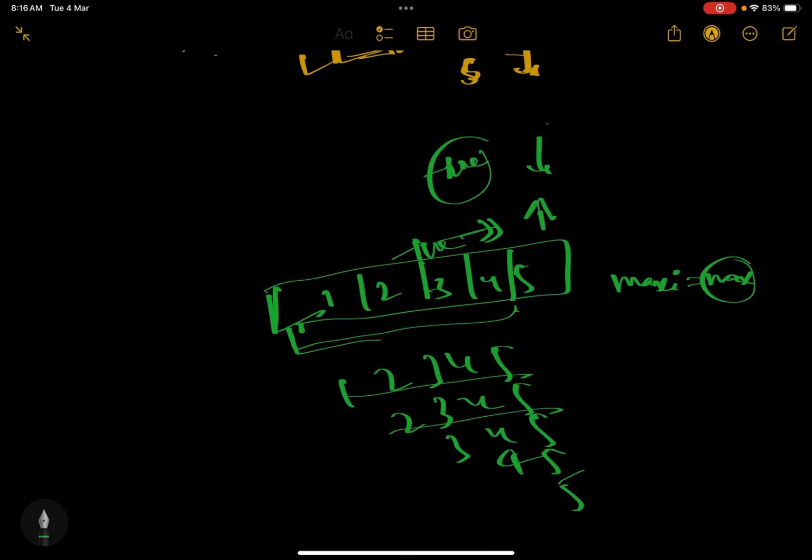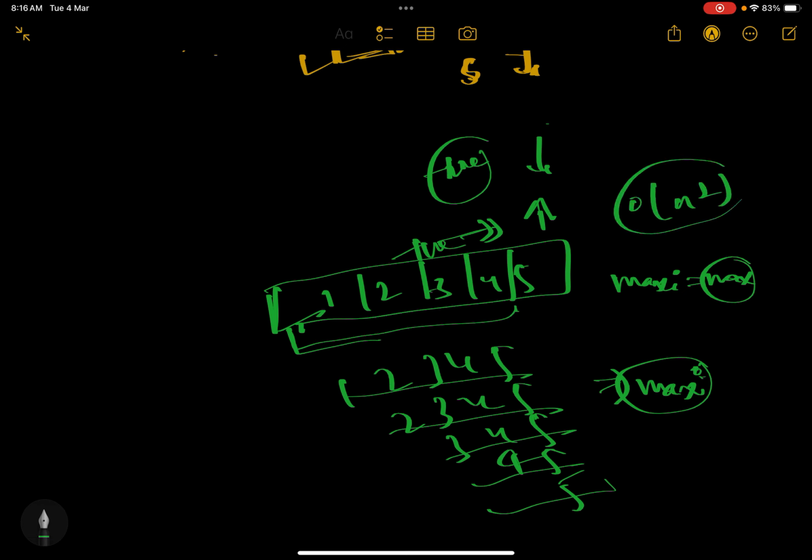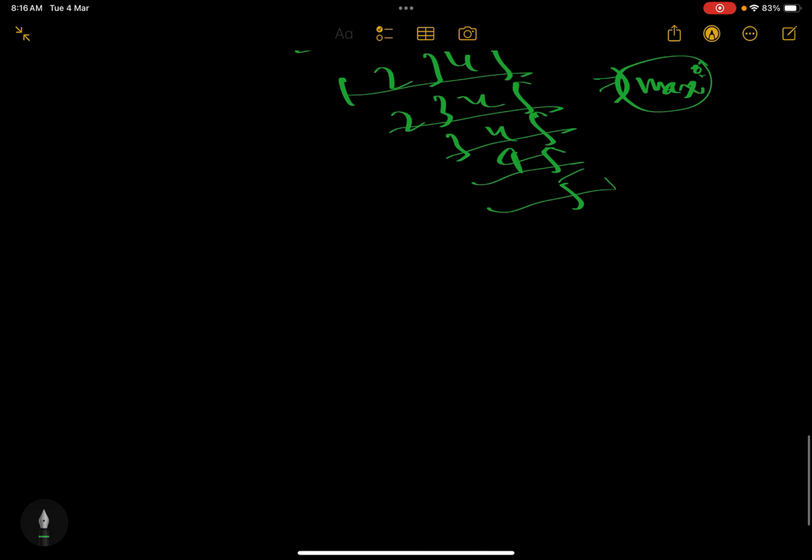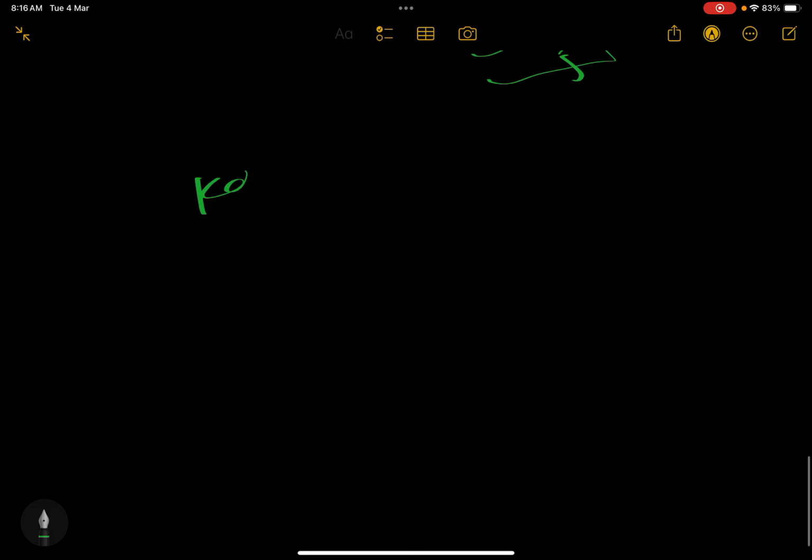Means generate all subarrays and keep a maximum variable and update it into maxi, and at the end maxi will give you the maximum sum across all those subarrays. So it will give you a time complexity of n square because you are generating all subarrays using two loops. So I will not go through that. I will tell you the algorithm, that is Kadane's algo.